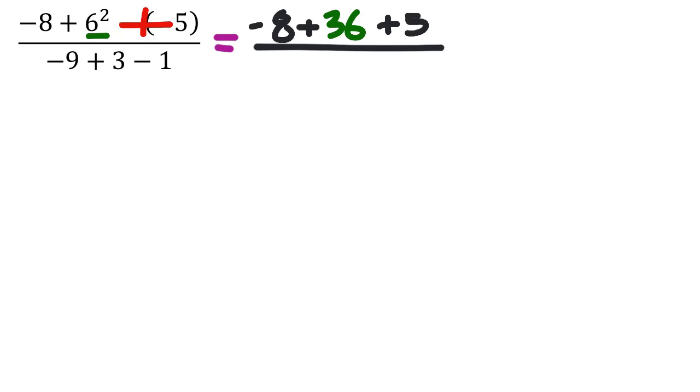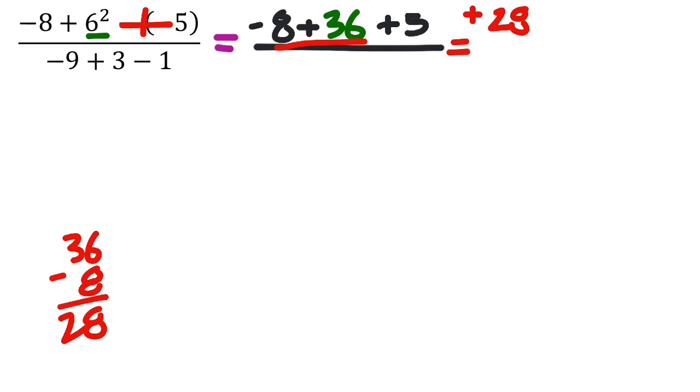So negative 8 plus 36 plus 5, I would do negative 8 plus 36 first. This part. And I have more positives than negatives, so I'm going to keep that a positive. And then 36 minus 8 would be 28. So now I've got 28, still got the plus 5. So a positive plus a positive, that's going to keep that positive. 28 plus 5 is 33.